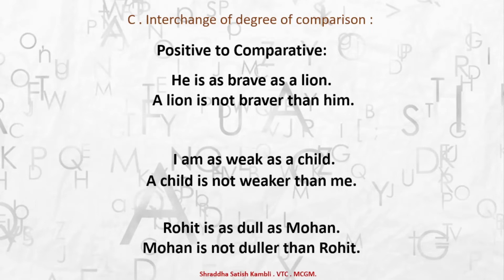I am as weak as a child. Me and the child are equally weak. A child is not weaker than me. That means the child and me are equally weak. So, see, has the meaning changed? No. In the third example, Rohit and Mohan are equally dull. So Rohit is as dull as Mohan. So Mohan is not duller than Rohit. So this is how the transformation of a sentence takes place, by changing the degree of comparison, that is by changing the word. Now we come to the next point in this, where we interchange the parts of speech.